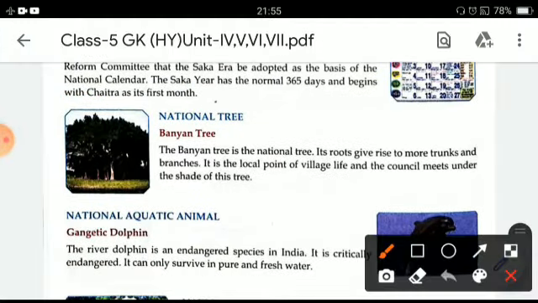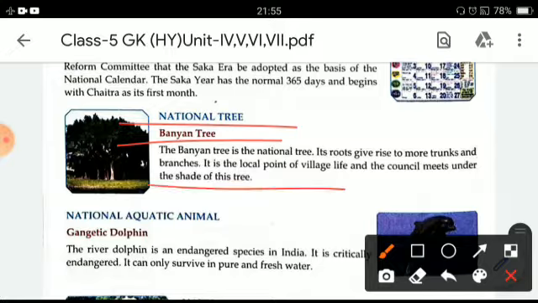Now national tree. National tree is the banyan tree. The banyan tree is a national tree. Its root gives rise to more trunks and branches. It is the focal point of village life. And the council meets under the shade of this tree.